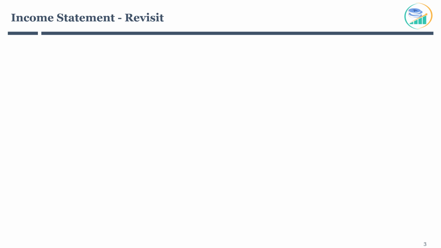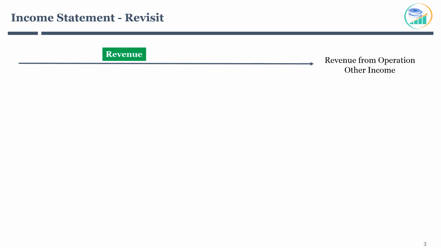You should understand the income statement before you delve into margins and ratios. Let's revise quickly. The first line on the income statement is always the revenue. Revenue is further divided into 2 line items: revenue from operation and other income. Revenue from operation is the revenue generated by the company from core business activities. Other income is generated through activities like interest, dividend, and activities apart from core business operation.